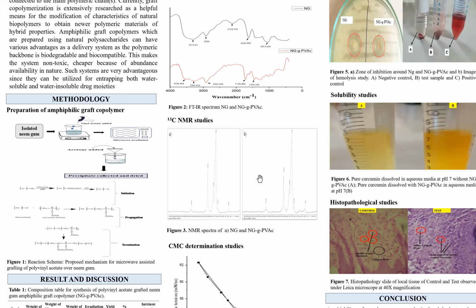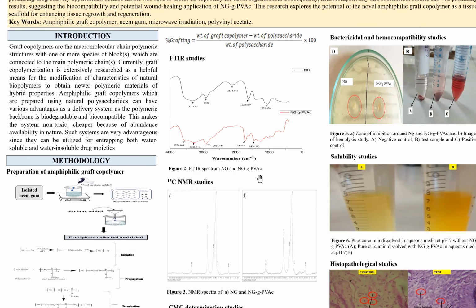After that, the optimized grade went for various analytical characterizations so that we can confirm whether the grafting has happened or not. As we can see in the FTIR studies, there is one graph for the pure neem gum, and the other one is for the prepared amphiphilic graft copolymer. Some characteristic peaks like OH stretching can be seen in both, in the neem gum and again in the amphiphilic graft copolymer.